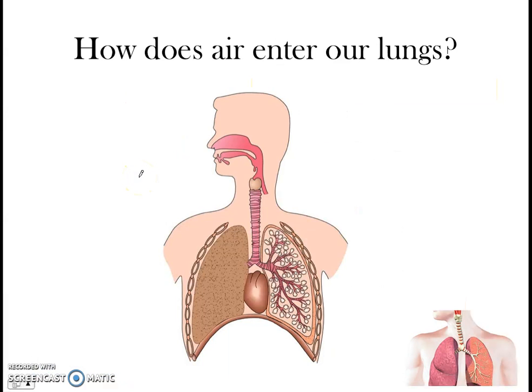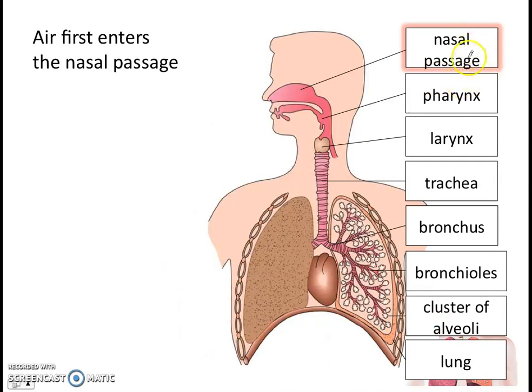How does air enter your lungs? Now here's a picture, a diagram showing the entire gas exchange system. We're going to learn how to label the different parts of this system, to describe their functions, and to describe how they're adapted for their functions. So here are the different parts of your gas exchange system, and we're going to go through them one at a time, starting with the nasal passage. Air first enters your body into your nostrils and into your nasal passage.